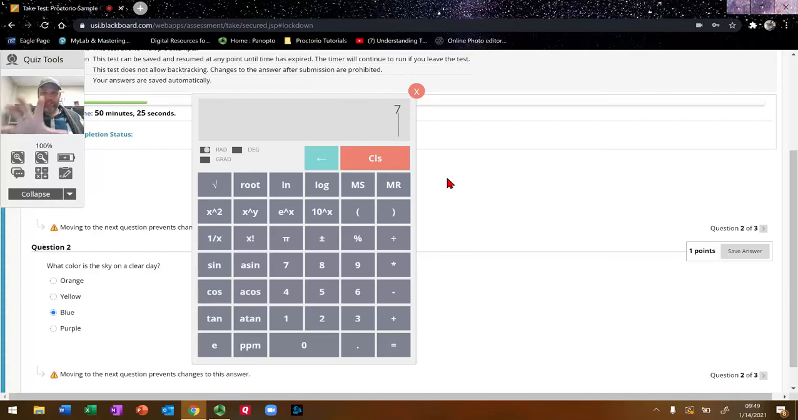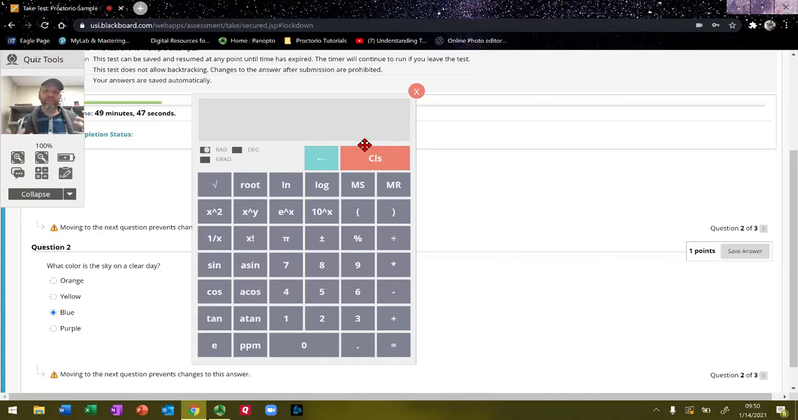My laptop happens to be a touchscreen, so I can use my touchscreen and actually touch the buttons on the Proctorio calculator just like I would if I were using a traditional calculator like this, a handheld. Pretty simple. This is your basic clear. So you can just click there to clear your screen.